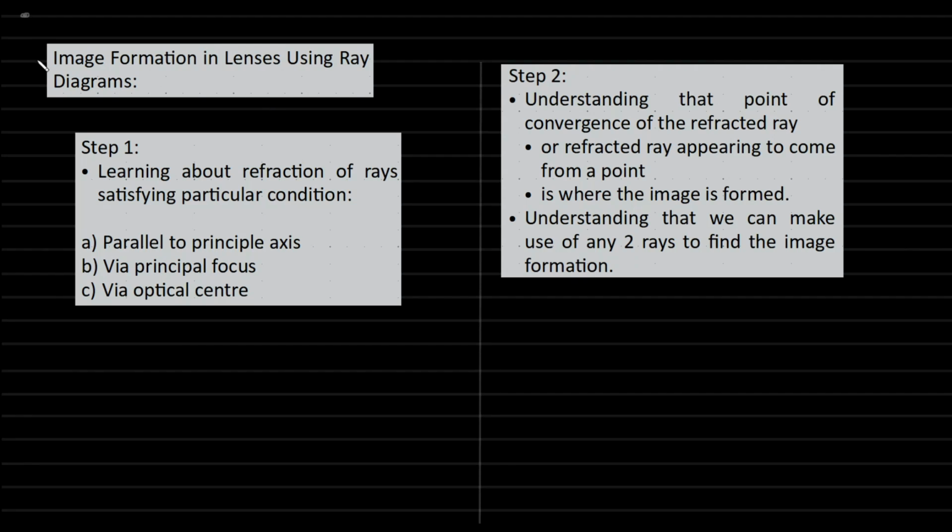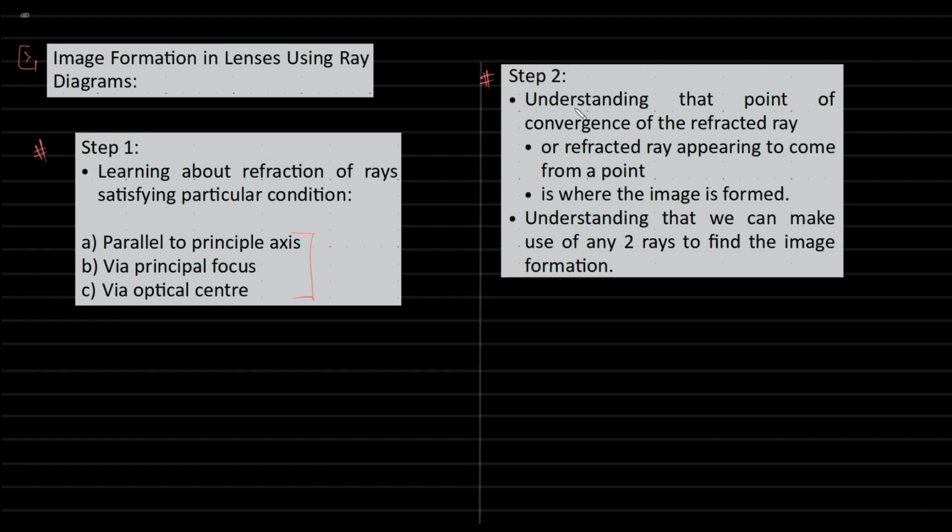Image formation in lens using ray diagram. We'll learn this in 2 steps. The first step being, we'll understand about refraction of rays satisfying particular conditions. So we'll talk about rays which are parallel to principal axis, one which is passing the focus, one which is passing the optical center. So we'll understand these 3 cases. Then we'll apply it. Once we understand this, we'll apply it for different cases.